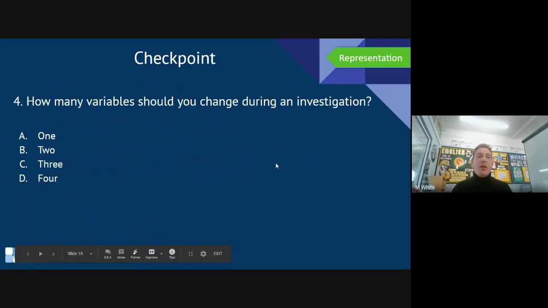Next question. Number 4, how many variables should you change during an investigation? 1, 2, 3, or 4? Is it A, B, C, or D? How many things you should change, or how many variables you should change during an investigation? Remember, these keywords, variables, are really important.